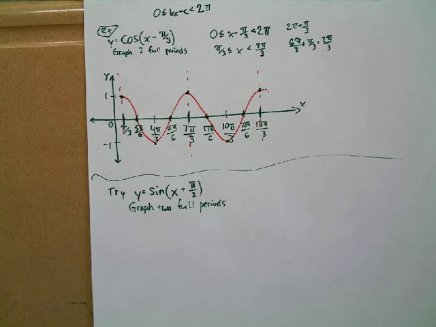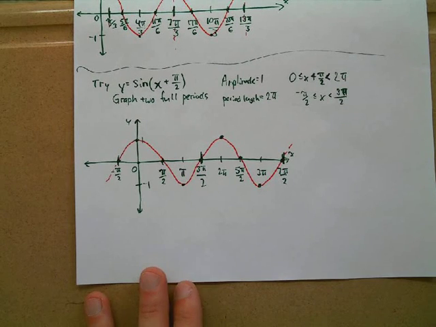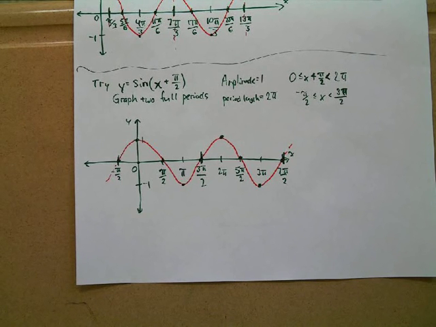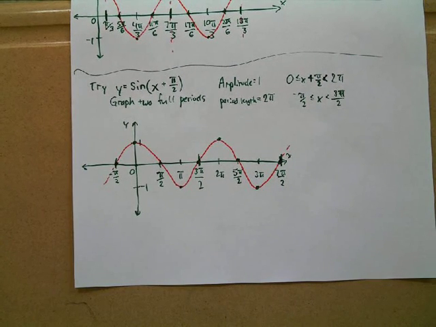So there is the graph. Okay, amplitude's 1. Period length is still 2 pi, right? We didn't stretch or shrink it at all here because there's no coefficient in front of the x. We just have a shift to the left, pi over 2. So whereas we normally would start at 0, we're now going to start at negative pi over 2. Whereas we would end at 2 pi, we're now going to end at 3 pi over 2 for that initial period. Okay, and so there's what it looks like.